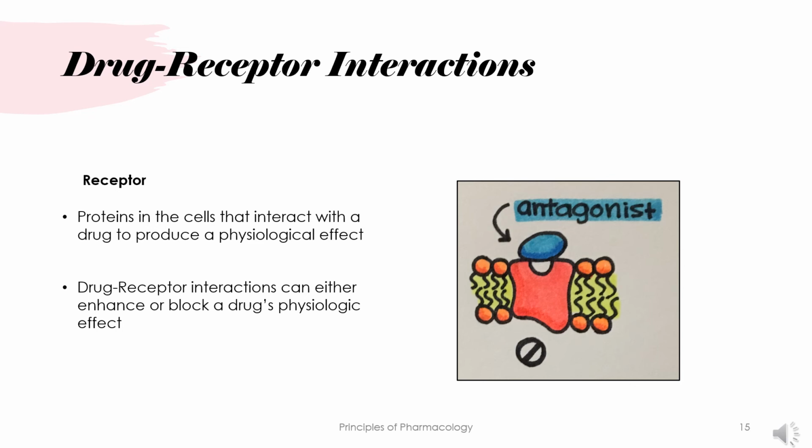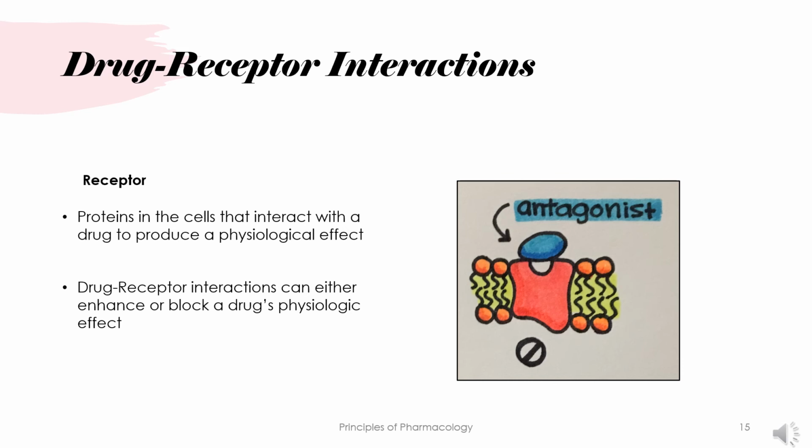In drug receptor interactions, we are discussing how the drug reacts to the receptor. So a receptor is the protein in the cells that interacts with a drug to produce a physiologic effect. Drug receptor interactions can either enhance or block a drug's physiologic effect.